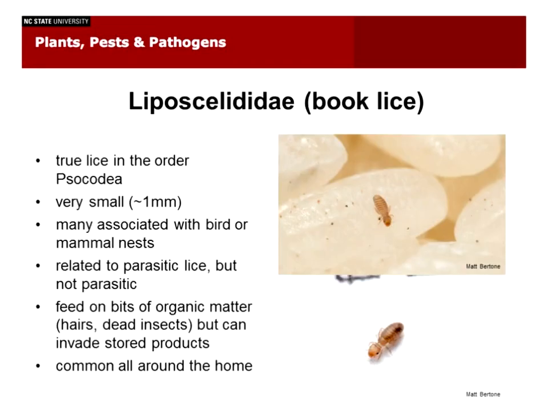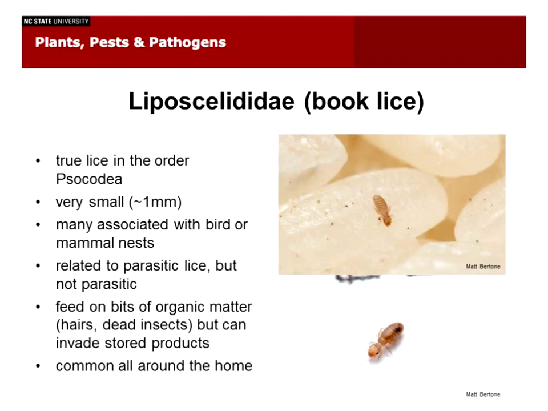Okay, so another group that most people don't know about maybe, but are very common in homes, are the Liposcelididae, the book lice. These are true lice in the order Psocodea. They are very small, about 1 millimeter long. You can see here is one on a grain of rice. So again, very tiny insects.